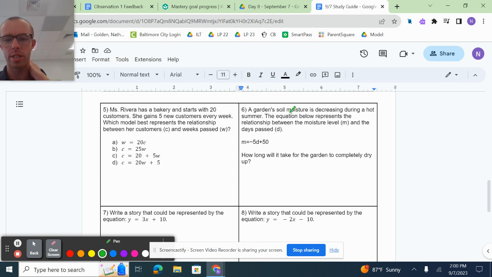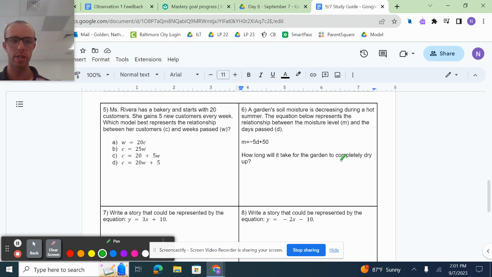All right, a garden soil moisture is decreasing during a hot summer. The equation below represents the amount of moisture, the moisture level, and the days passed. M equals negative 5d plus 50. How long will it take for the garden to completely dry up? You need to know what this term dry up means. You need to pay attention in your English classes so you know terminology. So what does it mean to dry up? It means that there is no more moisture left.